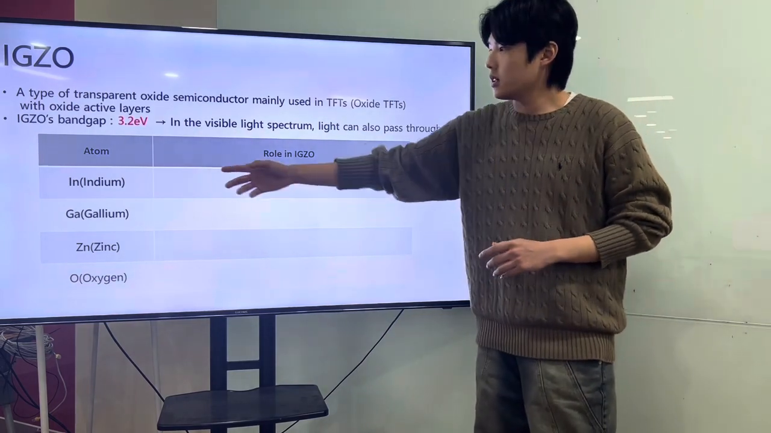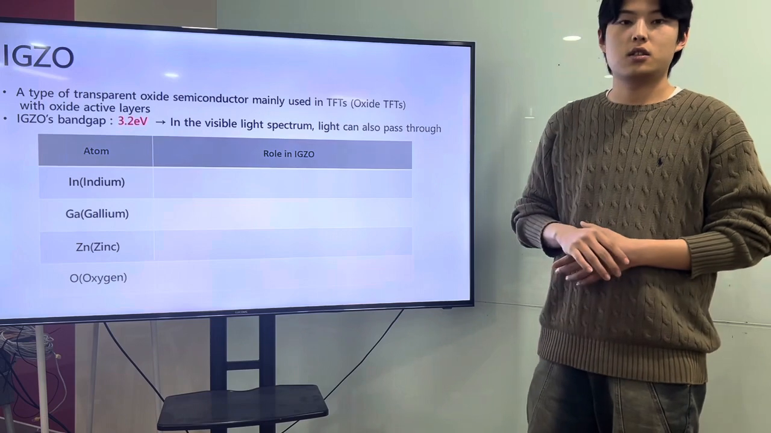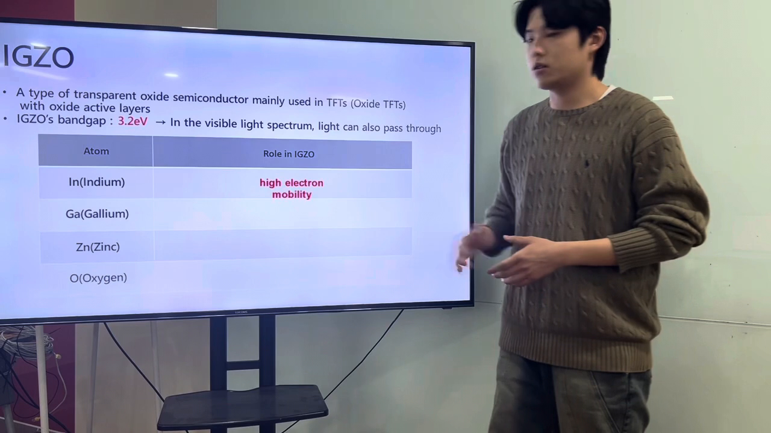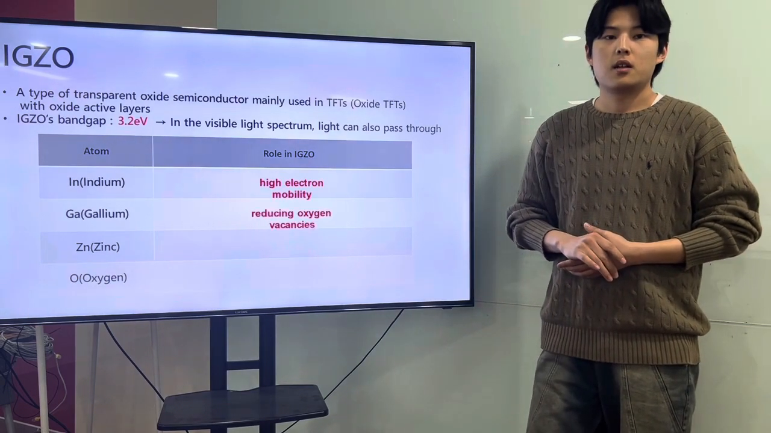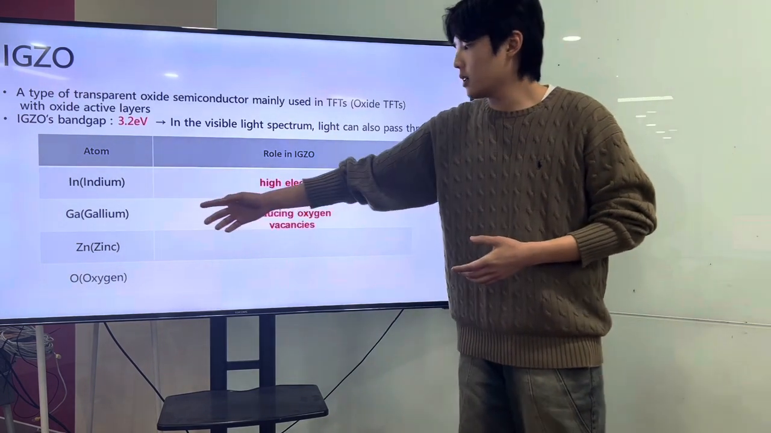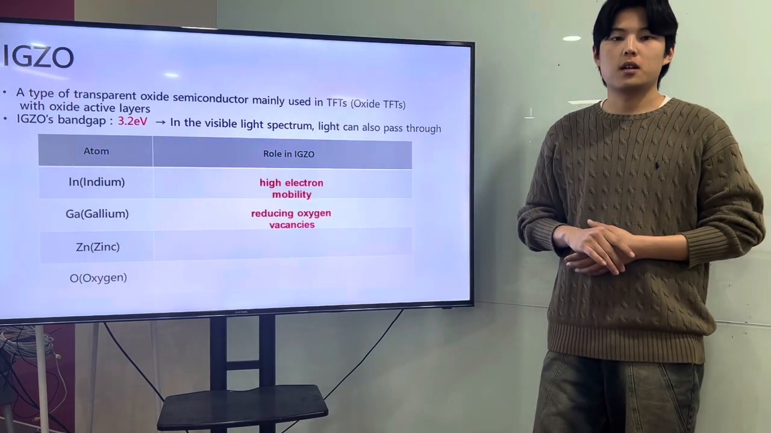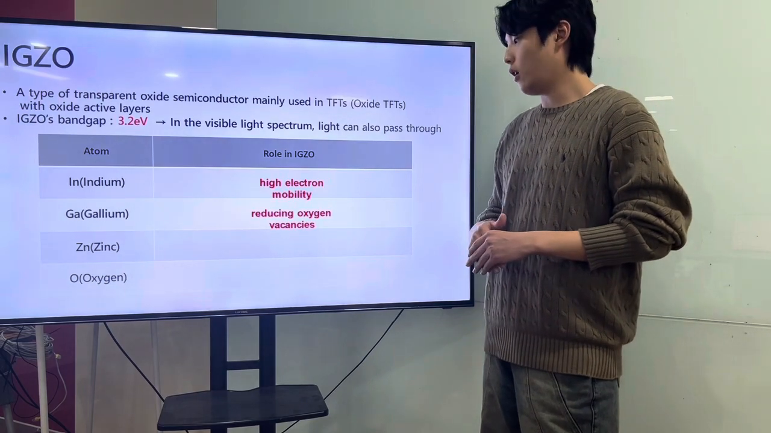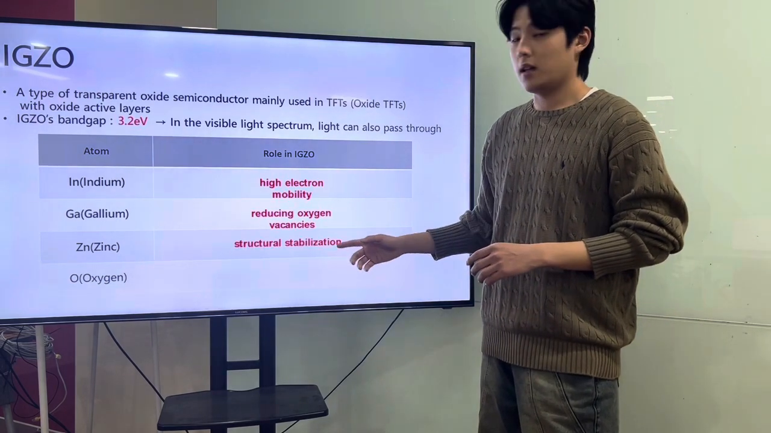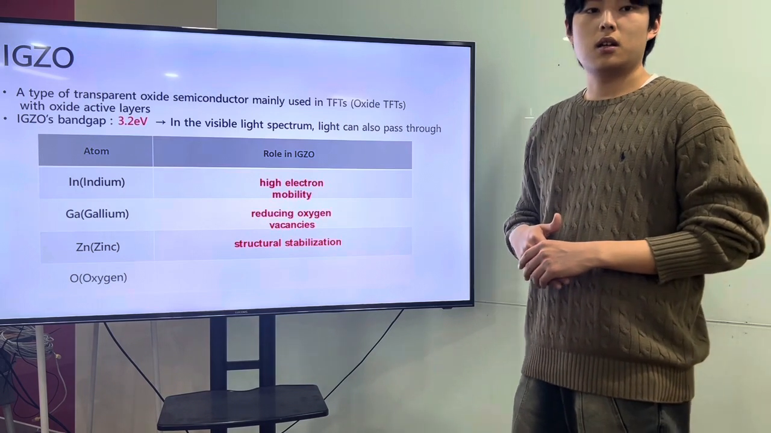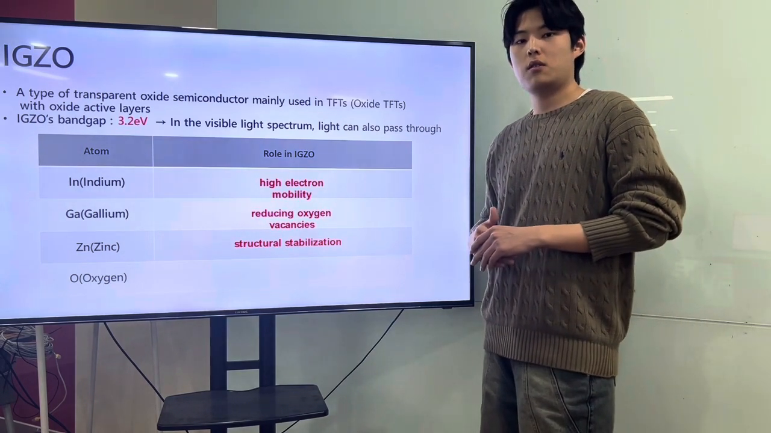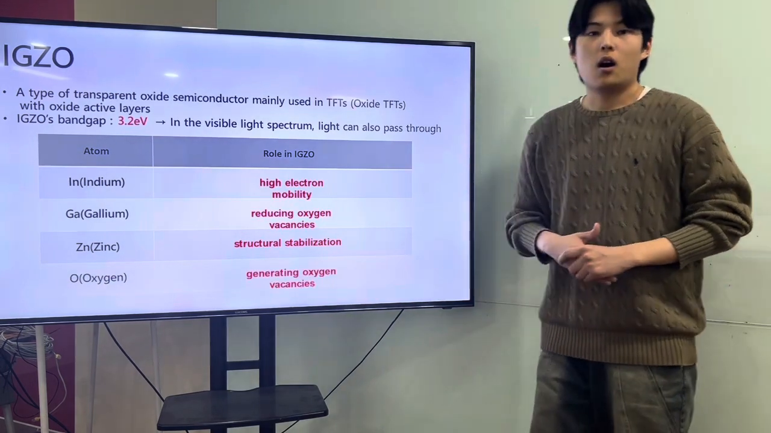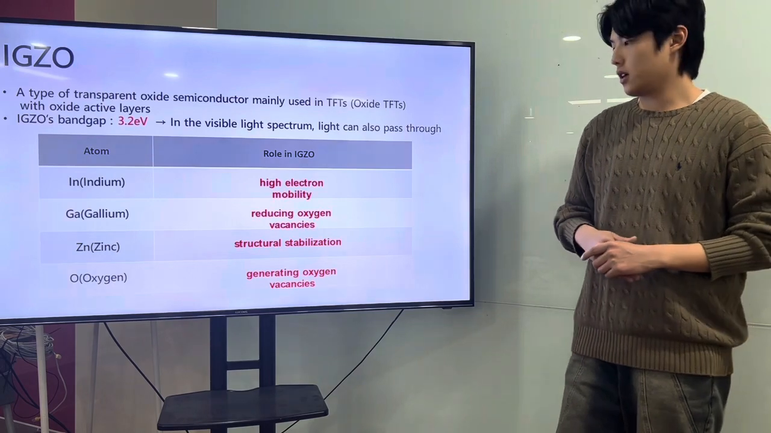In IGZO, each atom has a role. Indium creates high electron mobility through orbital overlap, and gallium reduces oxygen vacancies and suppresses excessive carrier production to reduce off current. Next is zinc. Zinc stabilizes the structure and contributes to carrier generation via interstitial zinc. And finally, oxygen contributes to generating oxygen vacancies.